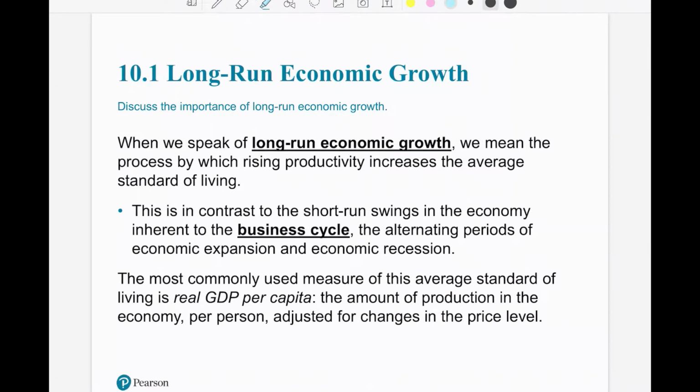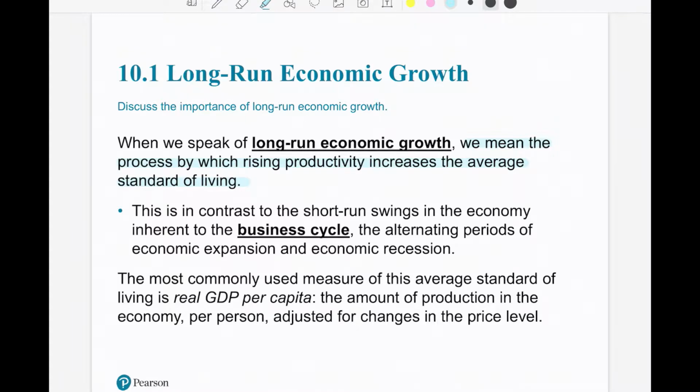Now, when discussing long-run economic growth, we're going to be analyzing the process by which rising productivity increases the average standard of living. So by definition, long-run economic growth is going to look at the process by which rising productivity increases the average standard of living.